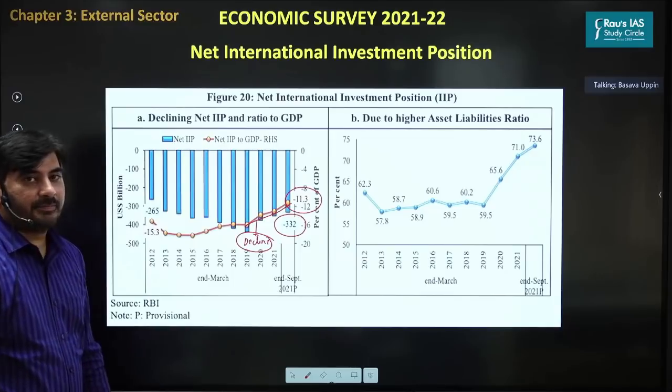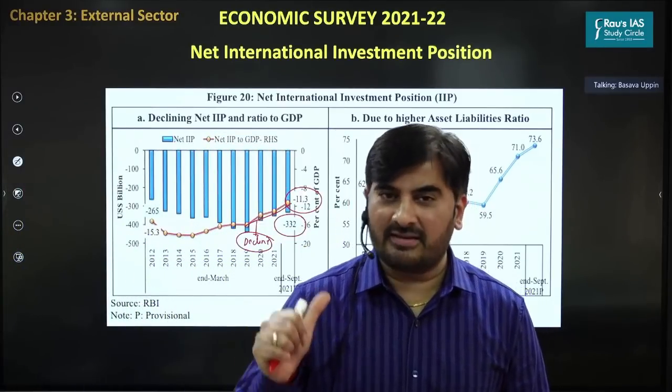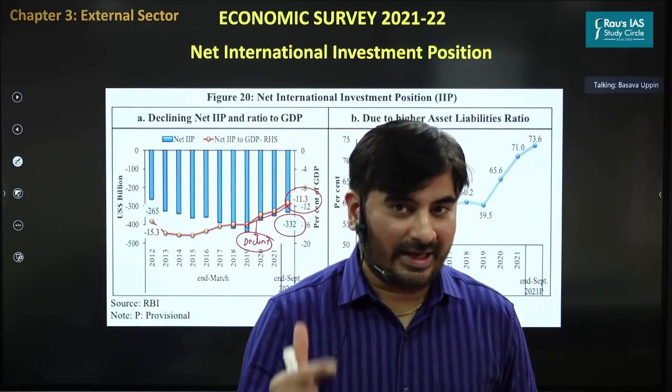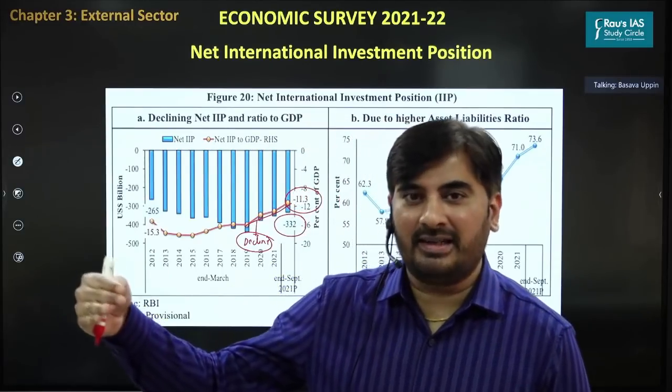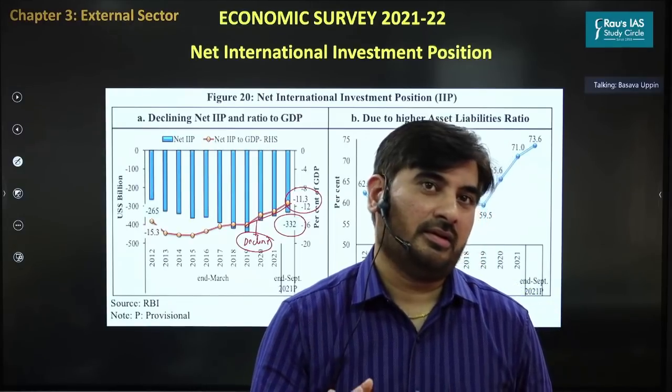Please remember this. Two things you have to remember. NIIP for India is negative, which means that India is a net debtor country. Second, NIIP has seen a decline in the last 4 to 5 years. That is more than sufficient. Clear?